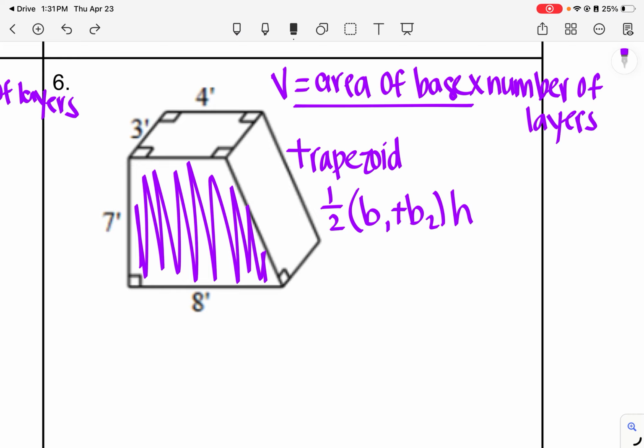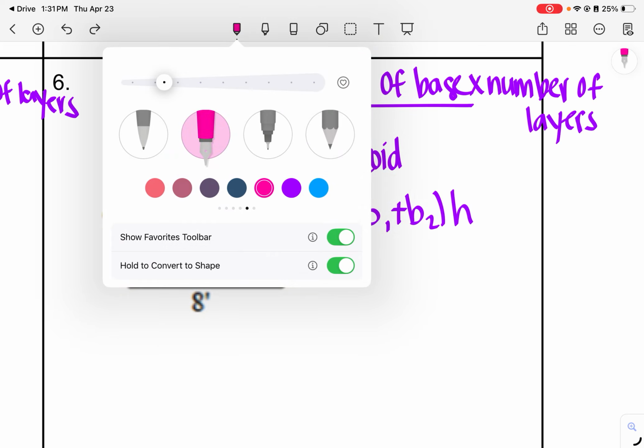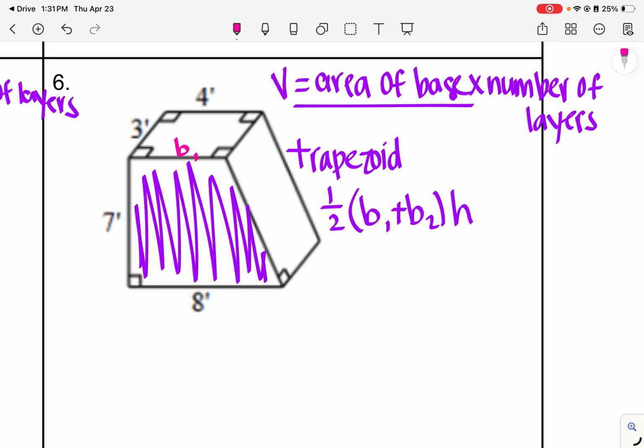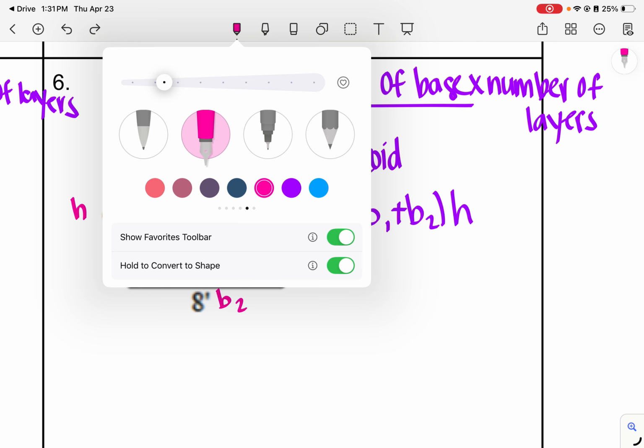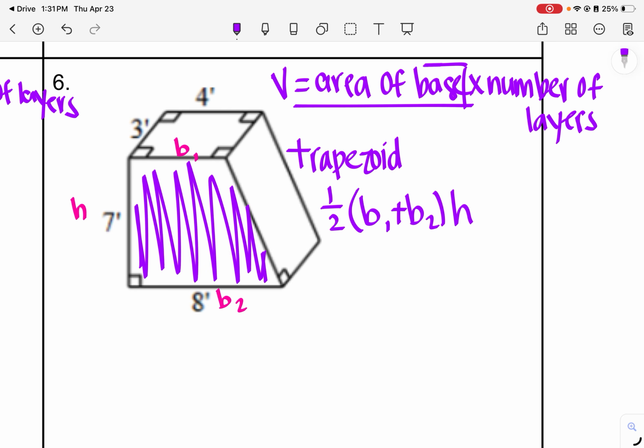trapezoid. So I'm gonna label, I'll call this base 1, I'll call this base 2, and then I'll call this the height, because it makes that right angle right there. So that is the area of the base. So that is just this portion right here. So then I have to times by the number of layers. So let's start filling in our blanks here.